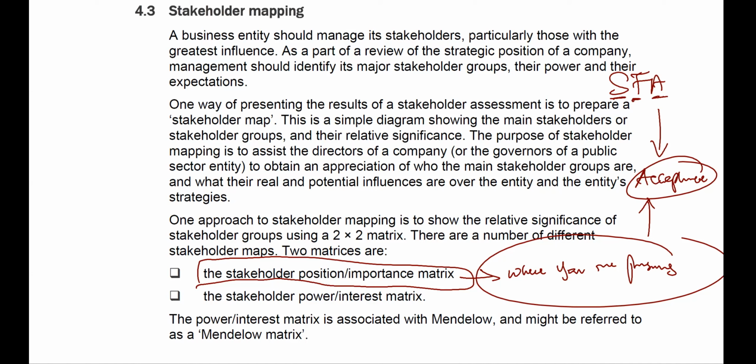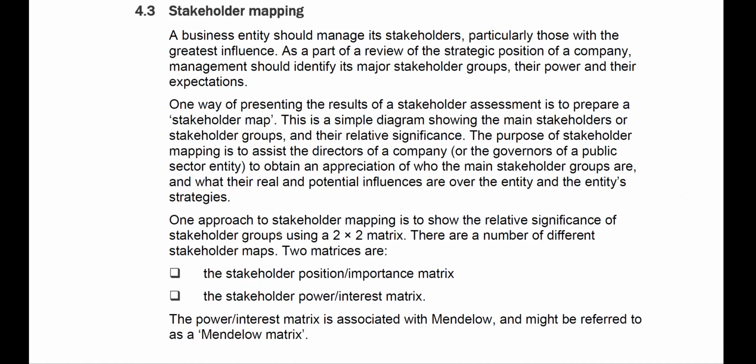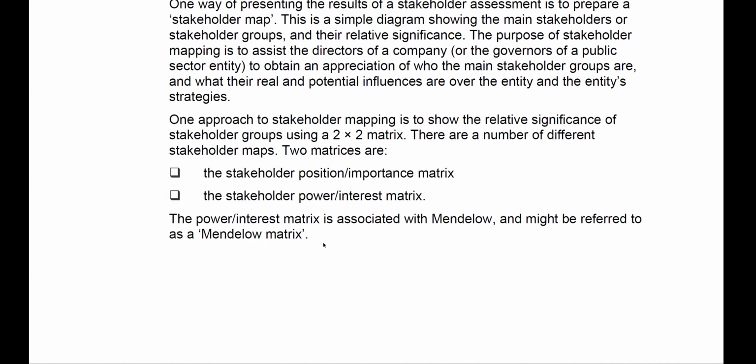Okay. So, where were we? The purpose of stakeholder mapping, okay, is to assist the directors of the company or the governance of a public sector entity to obtain an appreciation of who the main stakeholder groups are and what their real and potential influences are over the entity and the entity strategies, okay? So one approach to stakeholder mapping is to show the relative significance of the stakeholder groups using a 2x2 matrix. So there are a number of different stakeholder maps. Actually, there are more than 20, but ICAG has decided to just limit you to 2. So the power interest matrix is associated with Mendelow and might be referred to as a Mendelow matrix. And this is what was directly stated in your syllabus.